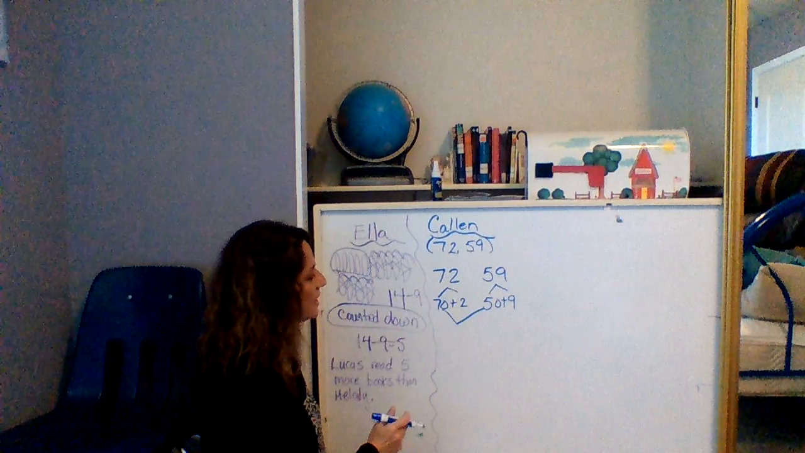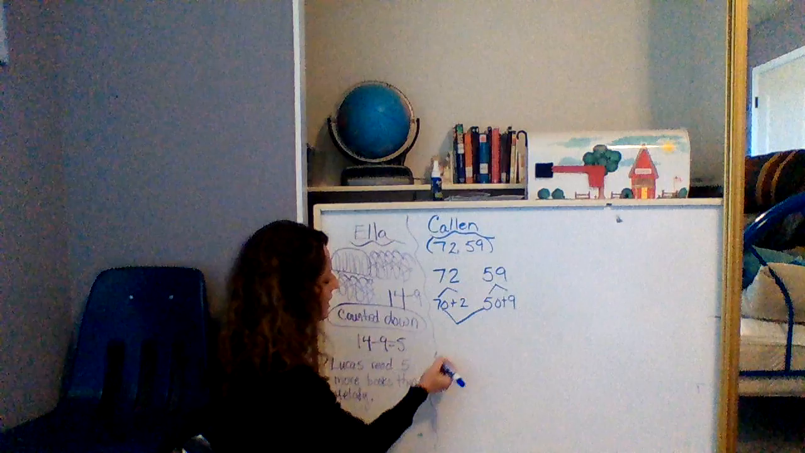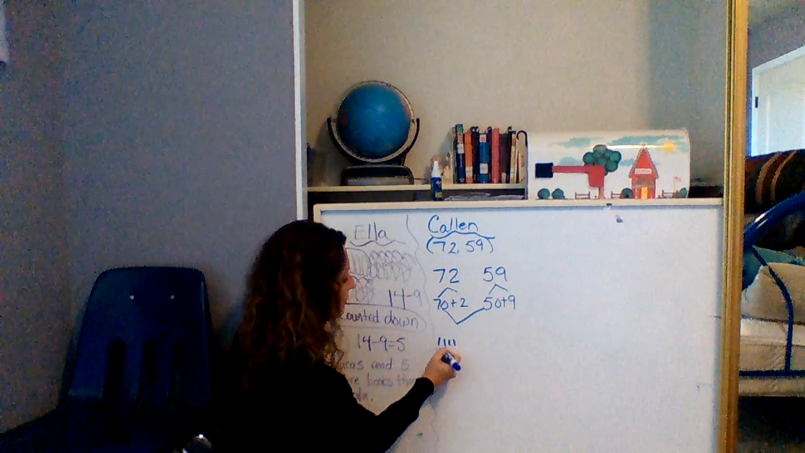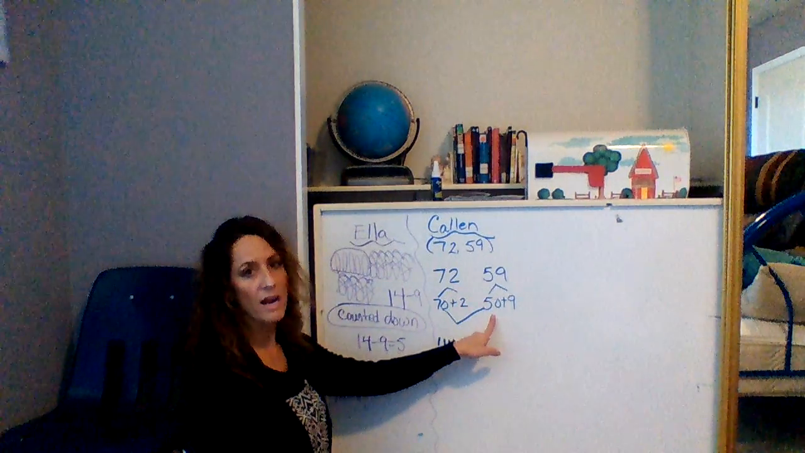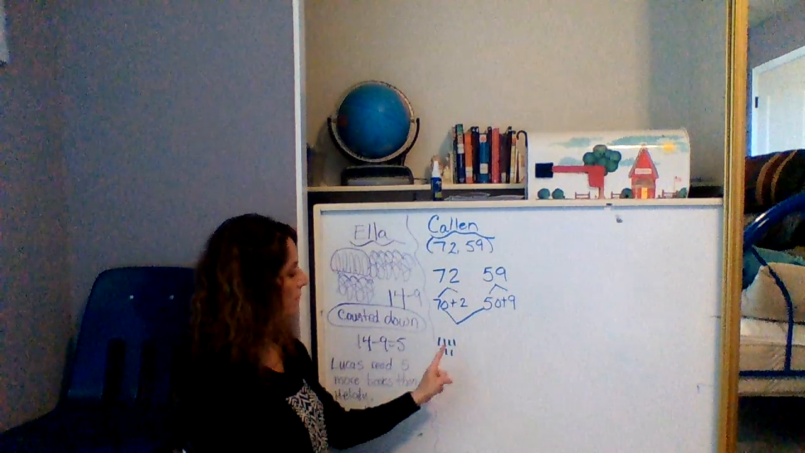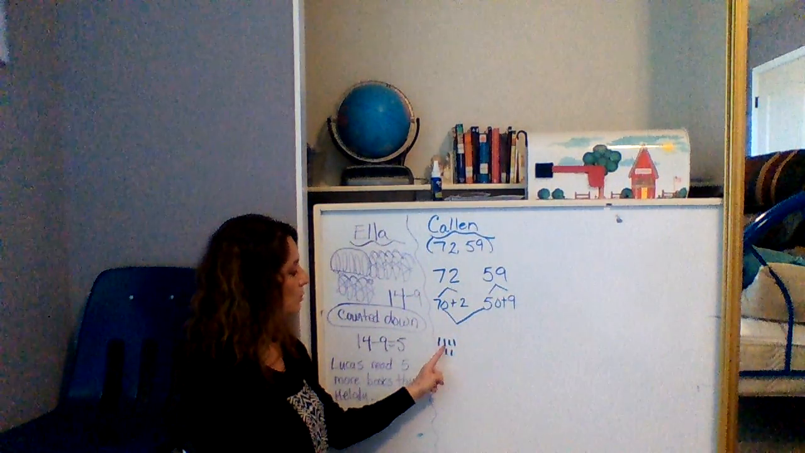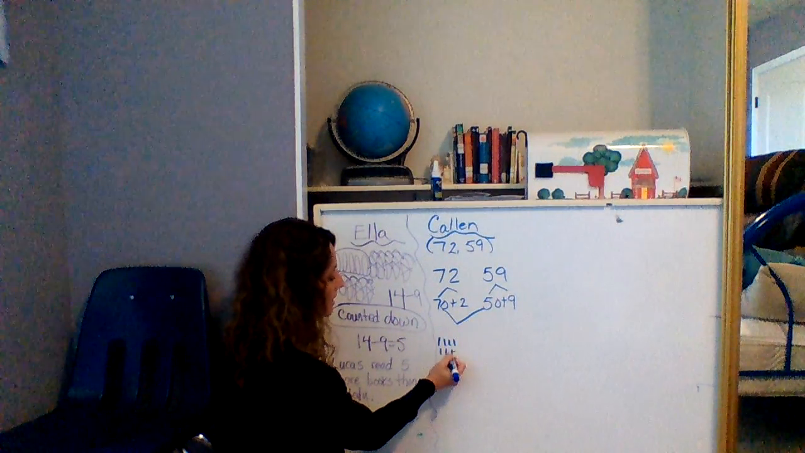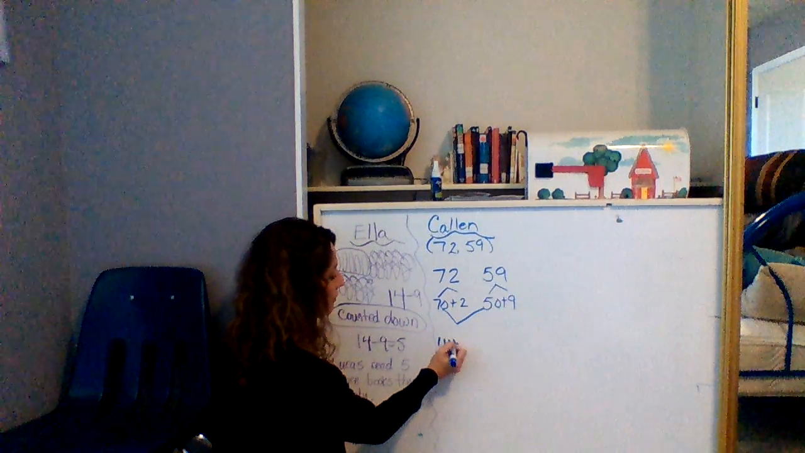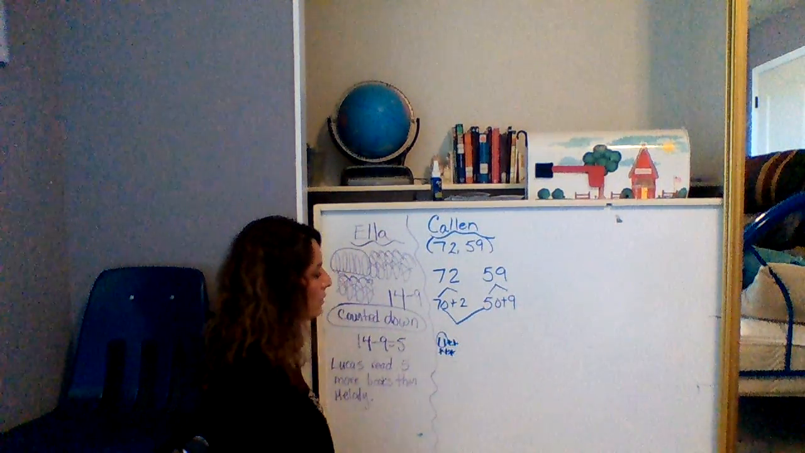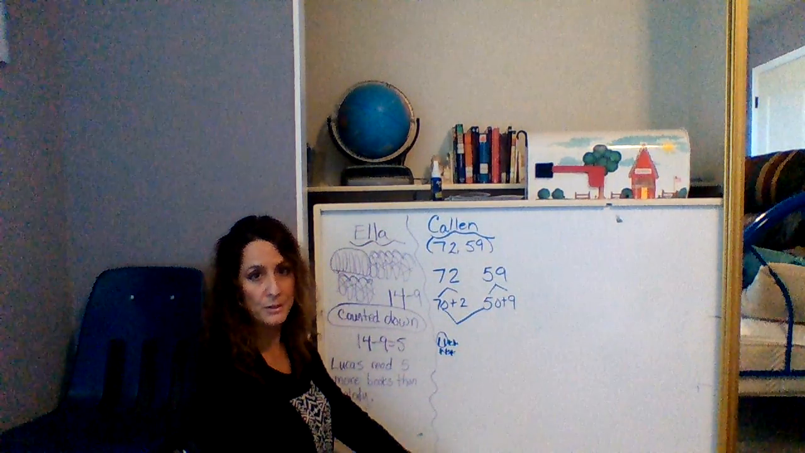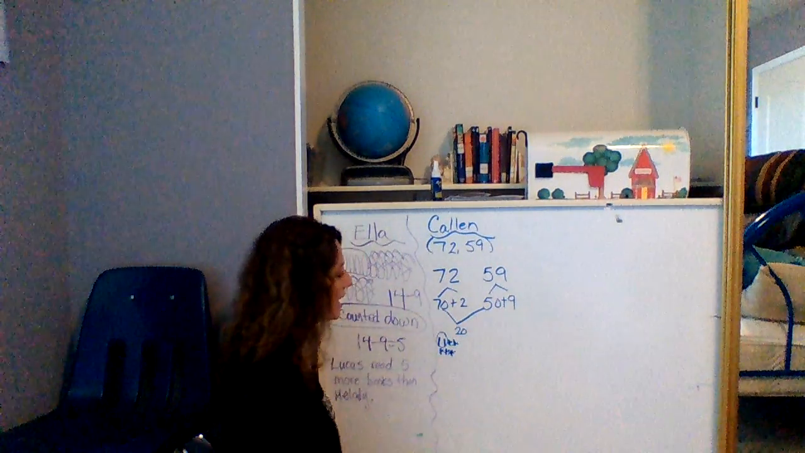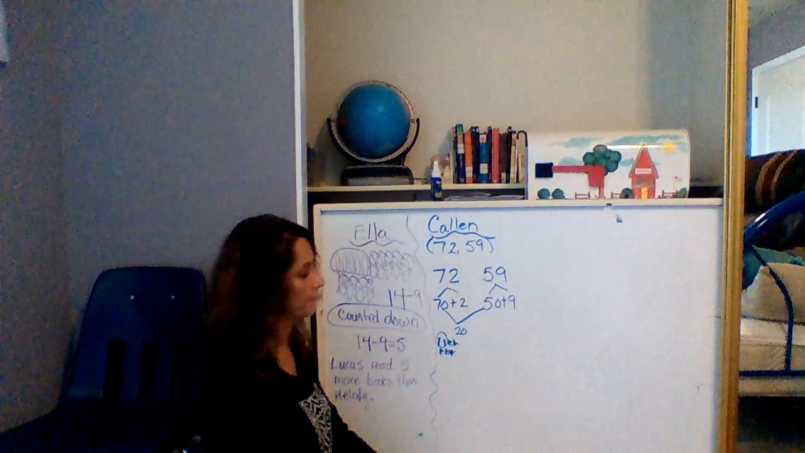And 70 minus 50, if you guys remember, if we have 7 groups of 10, 1, 2, 3, 4, 5, 6, 7, and we subtract 5 groups of 10, remember, this is really 70, 10, 20, 30, 40, 50, 60, 70, and we're going to subtract 50, 10, 20, 30, 40, 50. We're left with how many groups? That's right, 2 groups, which is 20. Okay, so 70 minus 50 is 20.